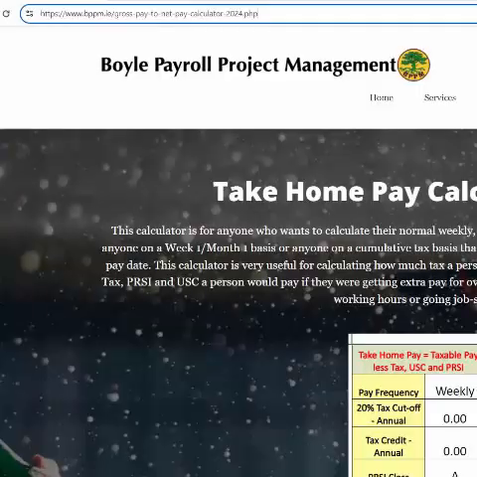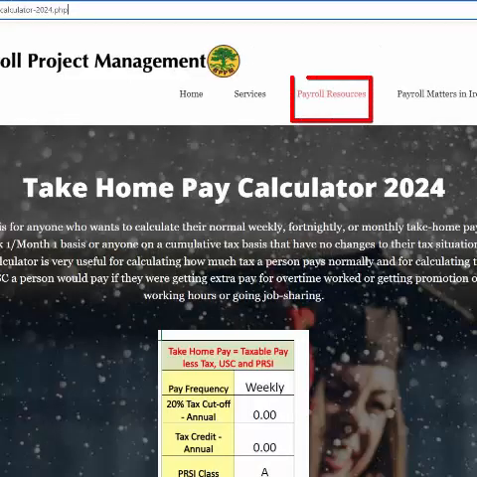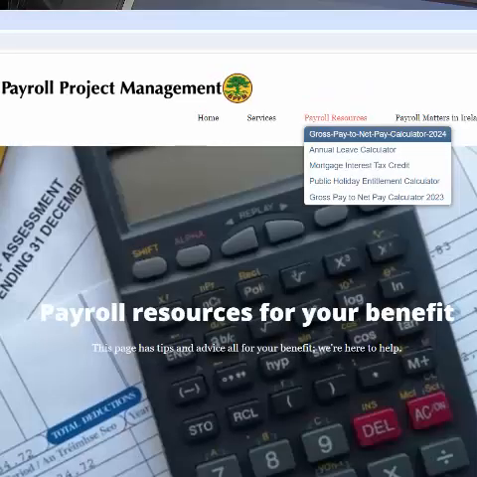Please note that net take-home pay is equal to taxable pay less income tax, pay-related social insurance, and universal social charge. Your next step is to complete the actual calculator, which you will find on bppm.ie, the website which stands for Boyle Payroll Project Management. On the Payroll Resources tab, click on Gross Pay to Net Pay Calculator 2024.php and scroll a little to see the calculator.